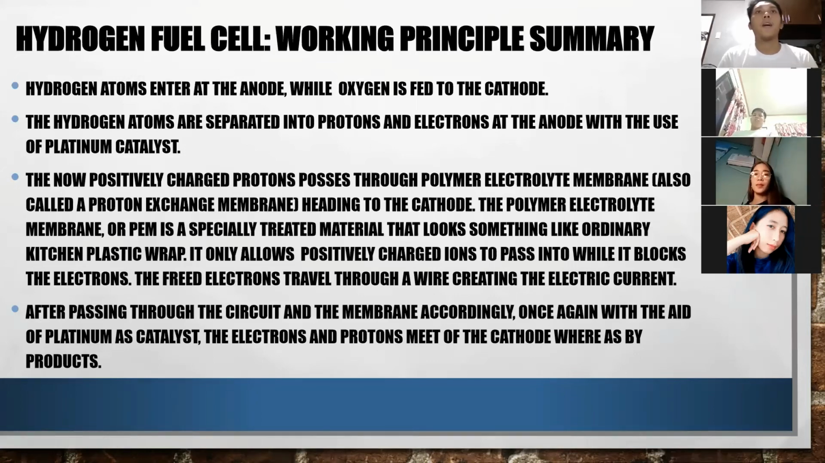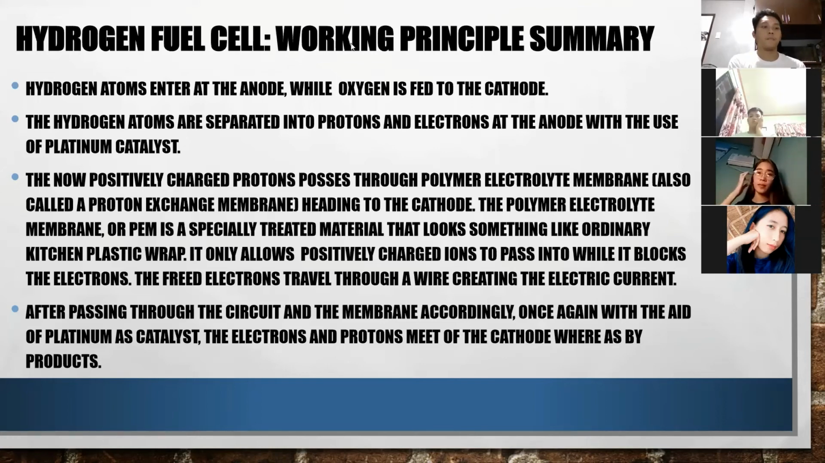Hydrogen atoms enter at the anode while oxygen is fed to the cathode. The hydrogen atoms are separated into protons and electrons at the anode with the use of a platinum catalyst. The now positively charged protons pass through the polymer electrolyte membrane, also called a proton exchange membrane, heading to the cathode. The polymer electrolyte membrane or PEM is a specially treated material that looks something like ordinary kitchen plastic wrap. It only allows positively charged ions to pass through while it blocks the electrons. The freed electrons travel through a wire creating the electric current. After passing through the circuit and the membrane accordingly, once again with the aid of platinum as catalyst, the electrons and protons meet at the cathode, with water as a byproduct.